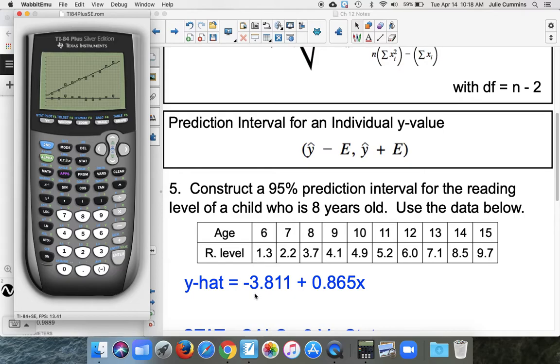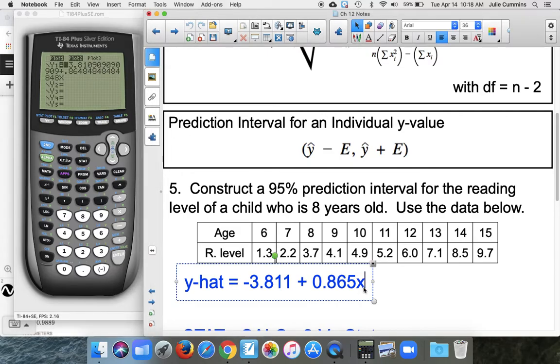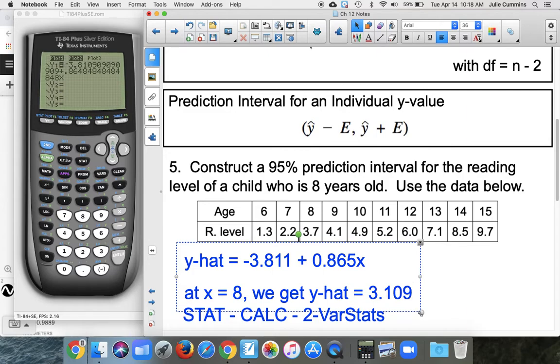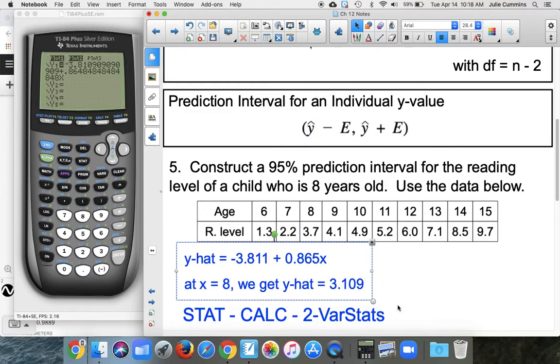So we found our equation. Y hat is negative 3.811 plus 0.865x. Remember, we store that in y1, so it's right here, minus the rounded one. And then we're going to plug in an 8-year-old. So at x equals 8, we're just going to plug that in. We get y hat is, I plugged this in somewhere else and I wrote it down, 3.109. So my pretend 8-year-old daughter, we are going to predict that she has a reading level of 3.109.